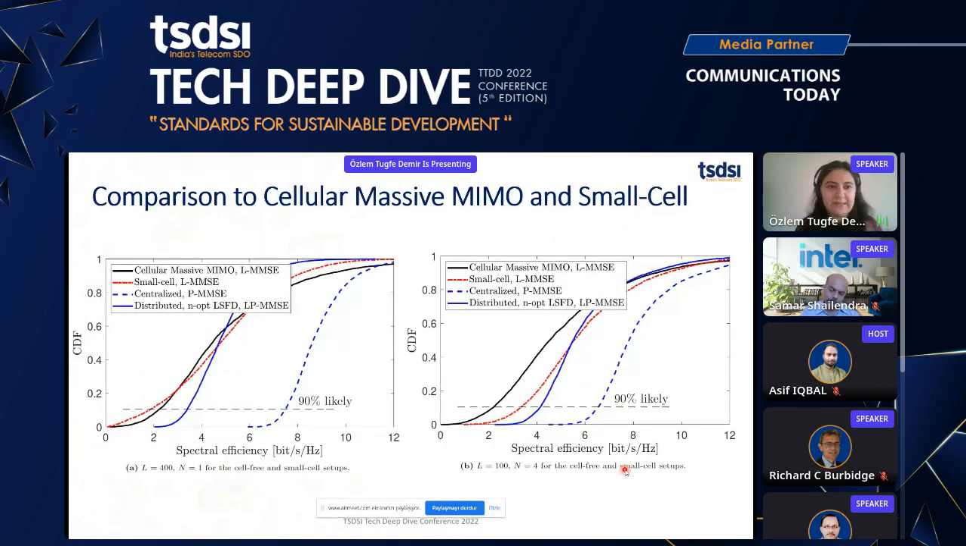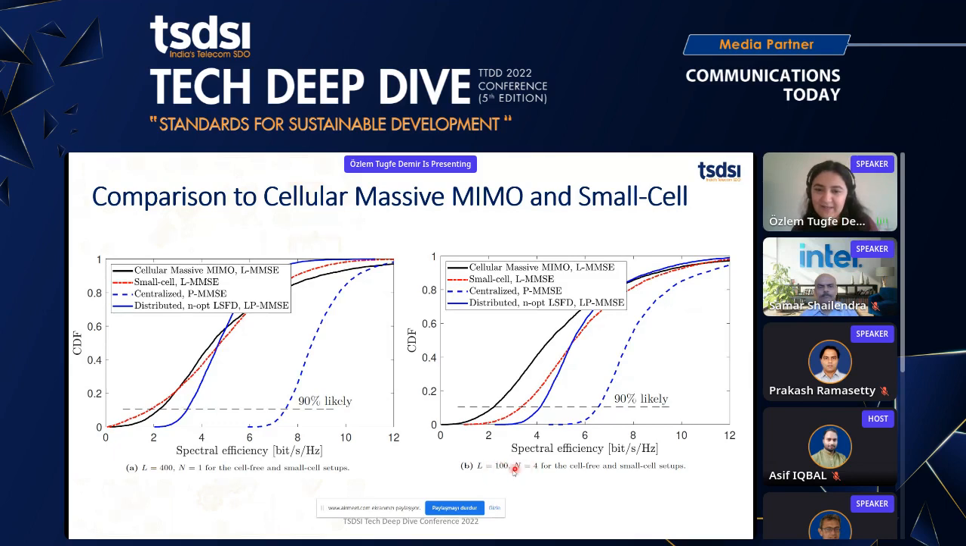When we look at the comparison to cellular massive MIMO and small cell, here you see the performance in the uplink. For the cellular massive MIMO, these are just the combining schemes we use, and it is the best among the alternatives. In cellular massive MIMO, there are mainly 4 cells, and in each cell there are 100 antennas at each access point. So the total number of antennas for all the schemes is the same, and just the architecture here changes.